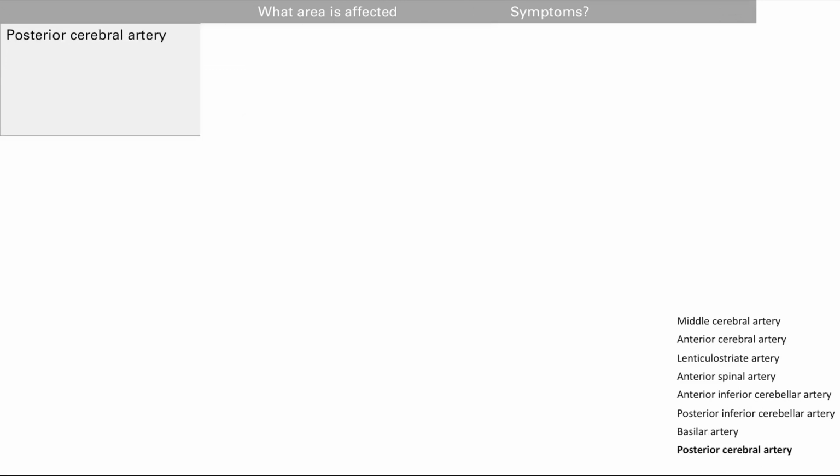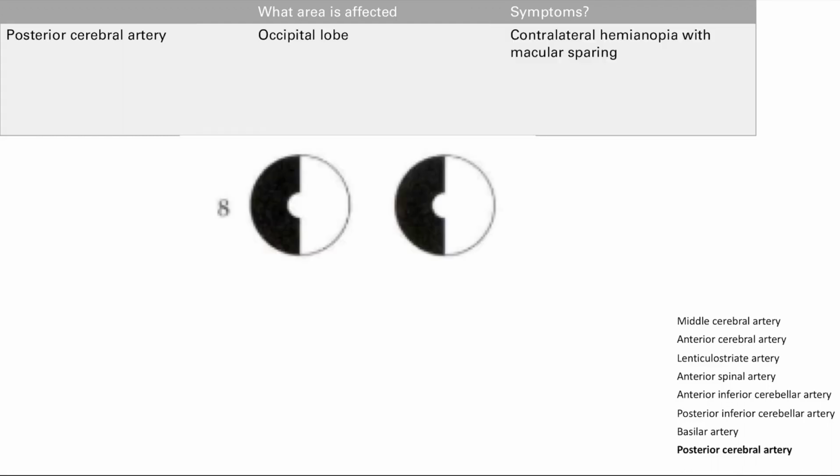Okay. Finally, we have the posterior cerebral artery. This one's a lot easier to understand. For the posterior cerebral artery, what is the main cerebral cortex that is involved? The answer is the occipital lobe. And what was the function of the occipital lobe? Remember, that was the visual cortex. When you get damage to that, what you're going to get is something called contralateral hemianopia with macular sparing.